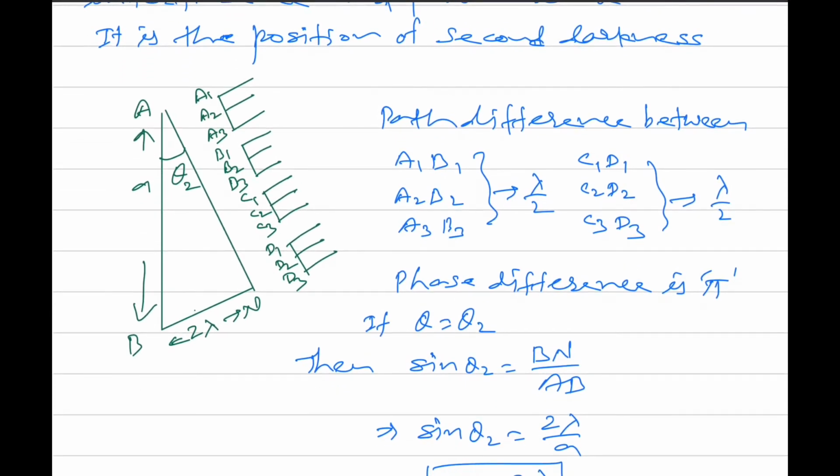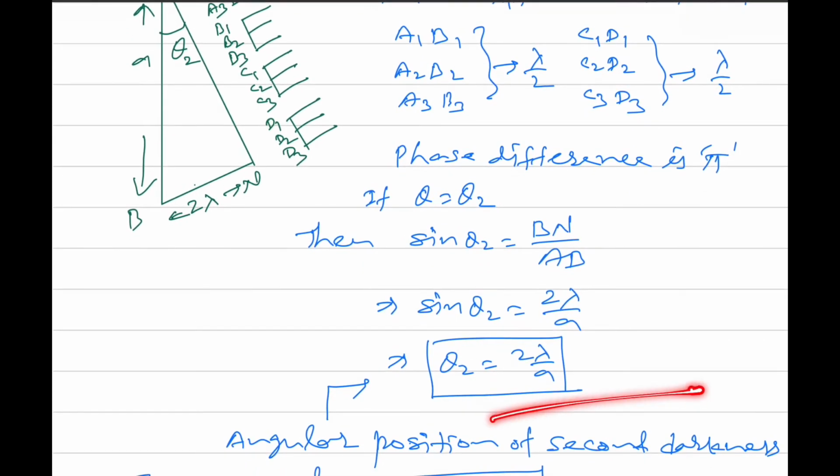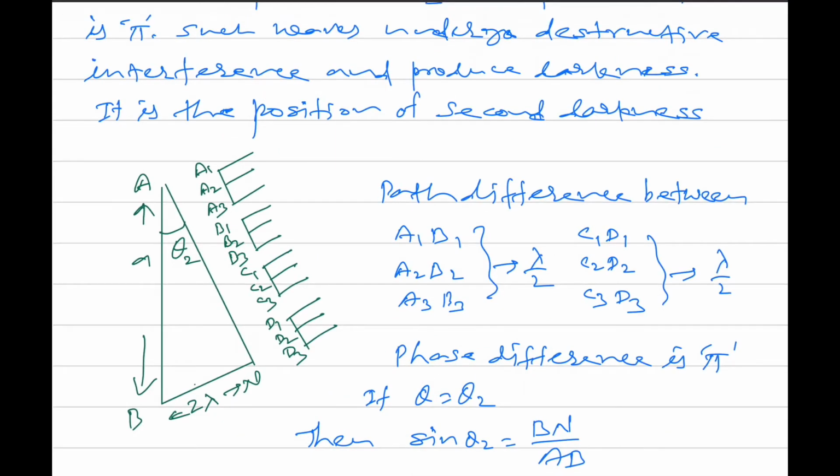So we will get sin theta 2 is equal to Bn upon AB, that is 2 lambda upon A. So theta 2 is equal to 2 lambda upon A. This is the angular position of the second darkness. So I hope you understood. We are just eliminating the waves originated from the corresponding points of the divided parts of the wavefront.